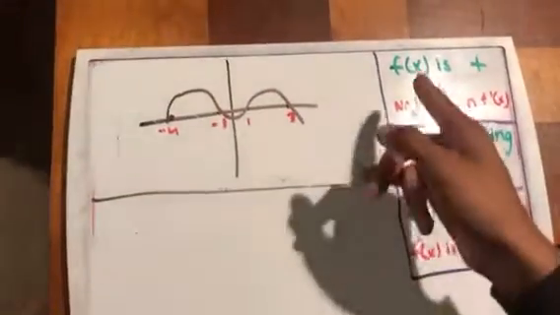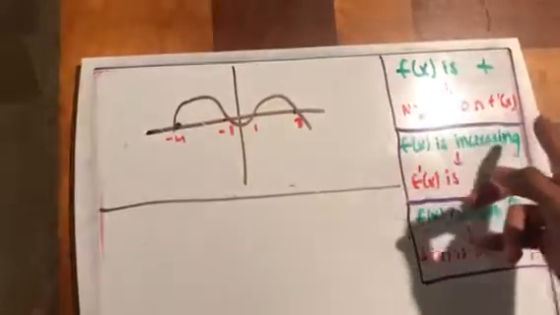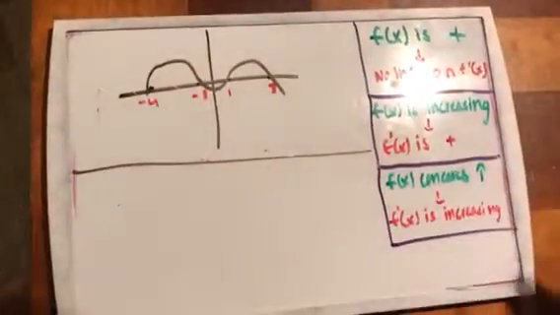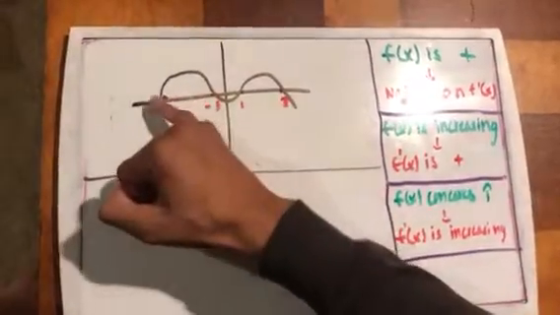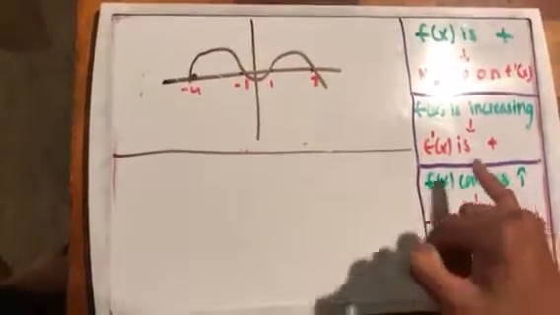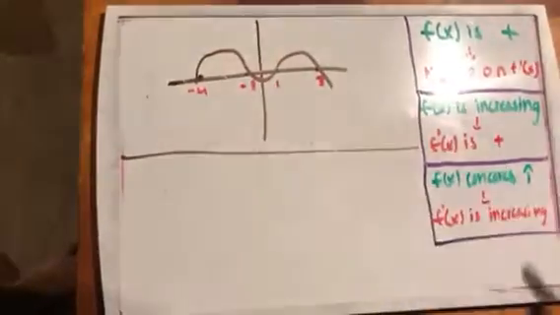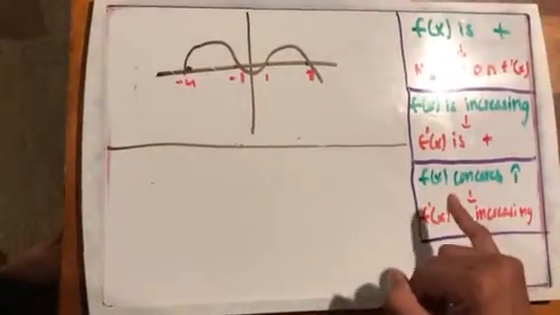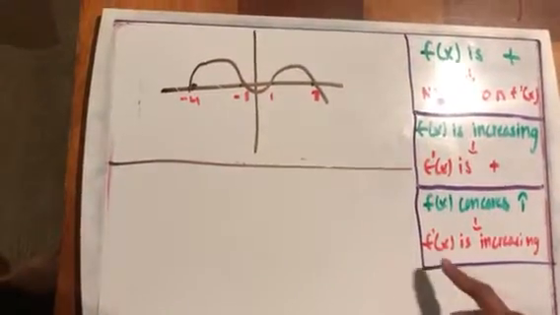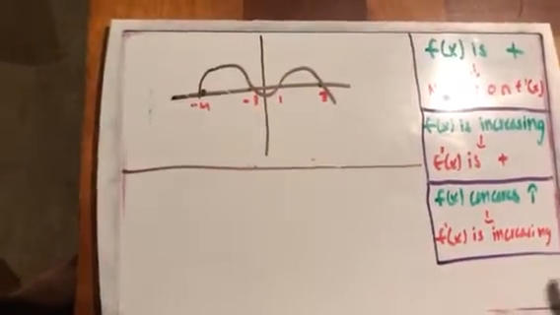Right here, we can see that as f of x is positive, we have no information on the derivative of f of x. And when f of x is increasing, such as here, that tells us that the derivative of f of x is going in a positive direction. And if f of x concaves upwards, then that means that the derivative of f of x increases.